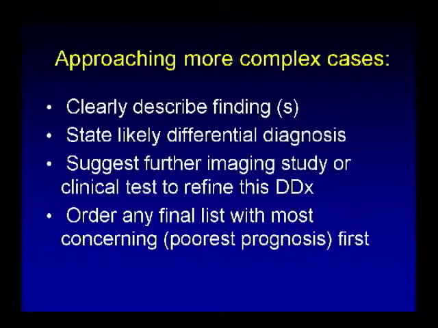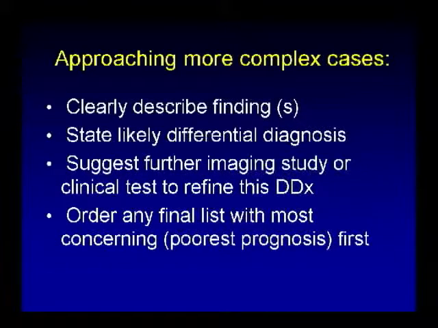What I kind of want to emphasize again, when you've got these complex cases, is to describe the findings before you jump to a diagnosis. State the likely differential, and then if you're not getting anywhere, and they ask, what would you do now? Suggest where you'd go next. Would you add diffusion? Would you add an MRA or an MRV? Would you suggest spectroscopy that might help you make the diagnosis in this case?